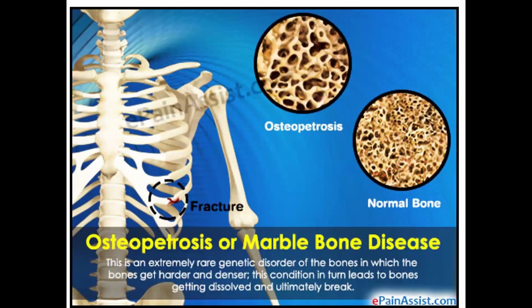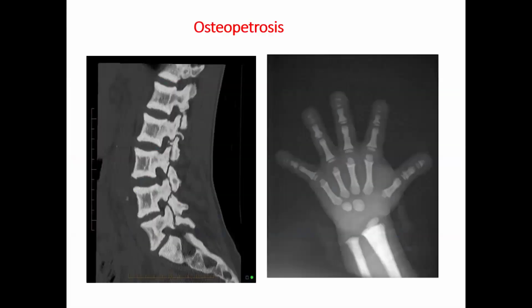Osteopetrosis, or marble bone disease. It's an extremely rare genetic disorder of the bones, in which the bones get harder and denser. This condition, in turn, leads to bones getting brittle and ultimately breaking. Osteopetrosis. Very pathognomonic on the X-ray.